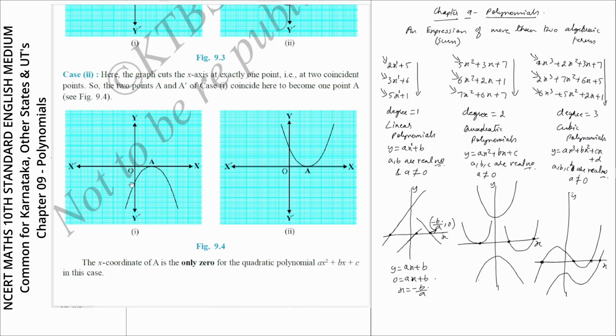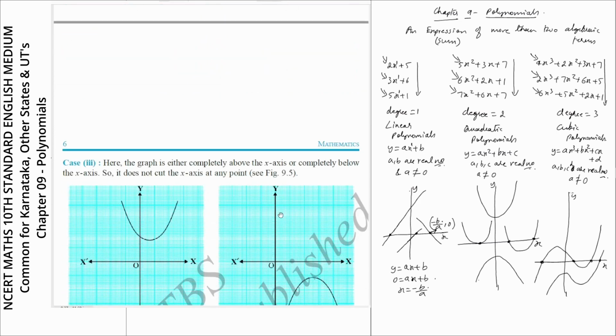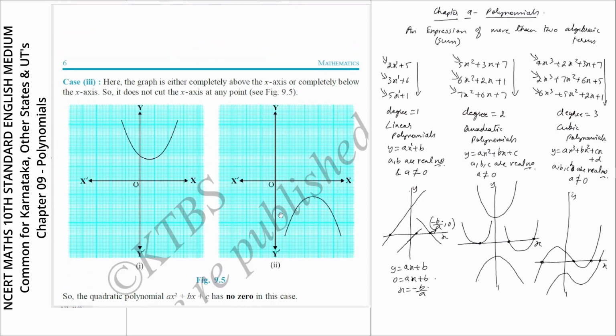See here in this, the quadratic polynomial is just touching one point on the x-axis. In this you can see the given quadratic polynomial is touching the x-axis here. Similarly, sometimes it may not touch at all. See, in this case the polynomial is not touching the x-axis at all. So in such a case we say the quadratic polynomial has no zeros. Why no zeros? Because it is not intersecting the x-axis. That's it.